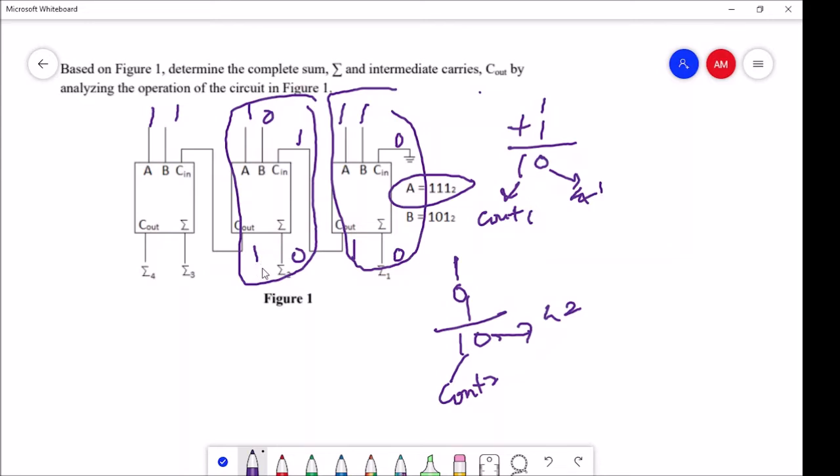Okay, next untuk half adder yang ketiga, C in dia carry daripada C out half adder kedua itu 1. Input dia 1 tambah 1 tambah 1, 1 1. Okay, 1 dekat sum yang ketiga. 1 lagi untuk C out ataupun C yang keempat. Okay, itu aja.